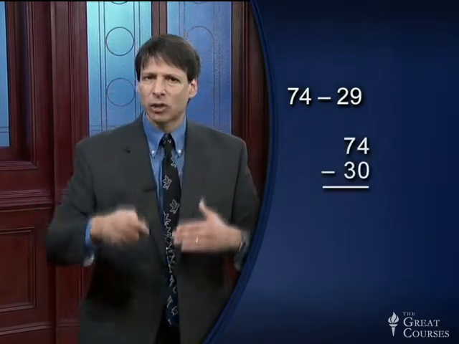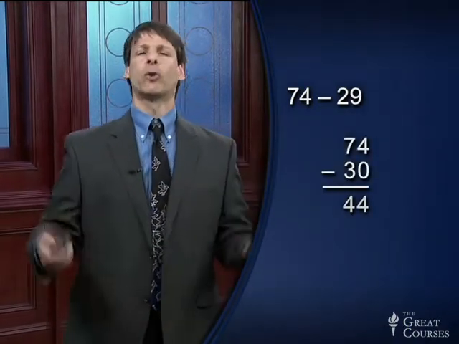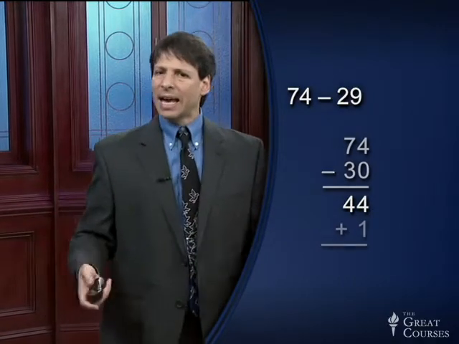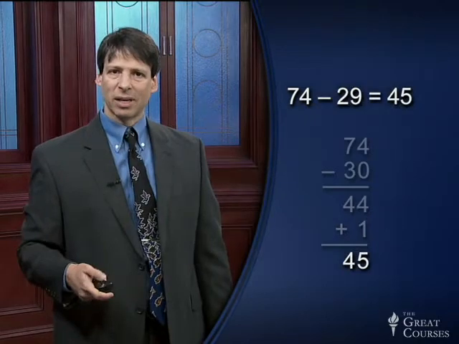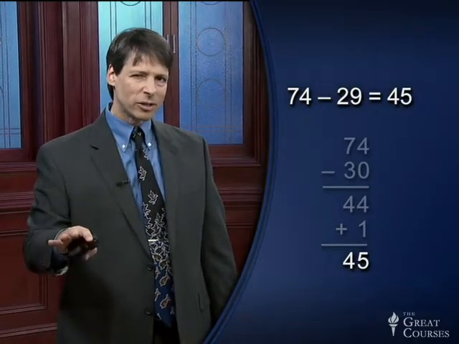Let's treat 29 as 30 minus 1. So to subtract 29, we're going to first subtract 30, then add back 1. Okay, 74 minus 29. We do 74 minus 30 to get 44, then add back 1 to get 45. Did you find that second method easier?